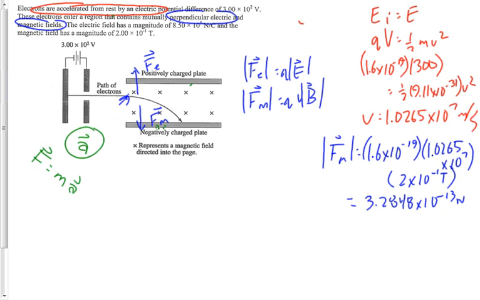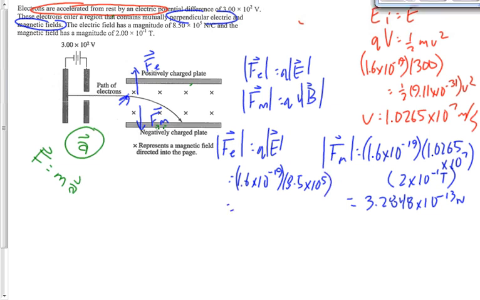Even though we didn't just solve for a speed to get the electric force, let's do it anyways here. Fe is equal to Q times E. So it's 1.6 times 10 to the minus 19 times the electric field, which is 8.5 times 10 to the 5. That gives us 1.28 times 10 to the negative 13 newtons.